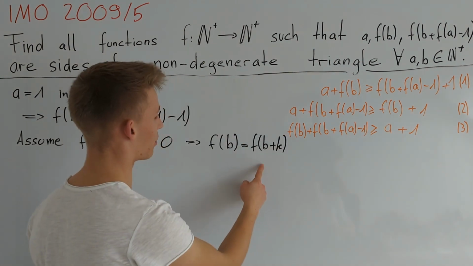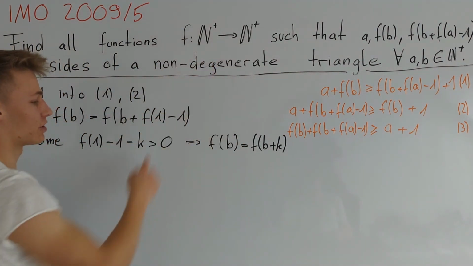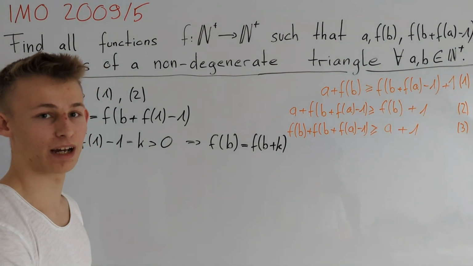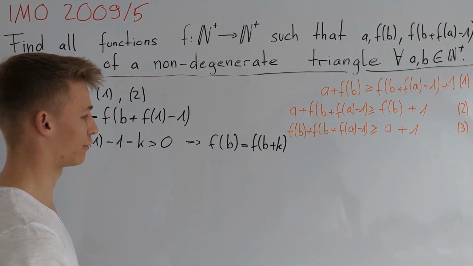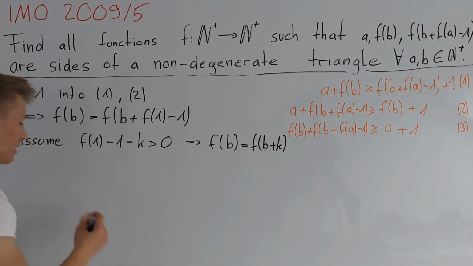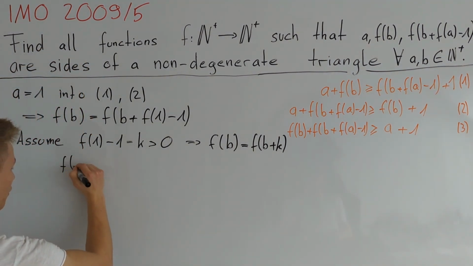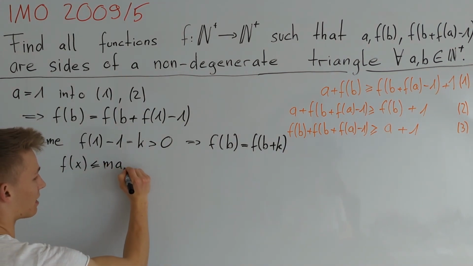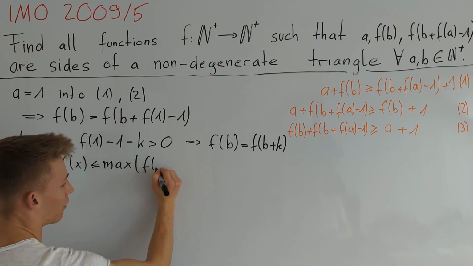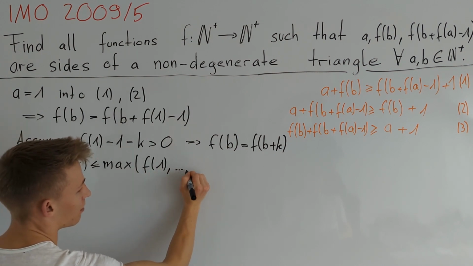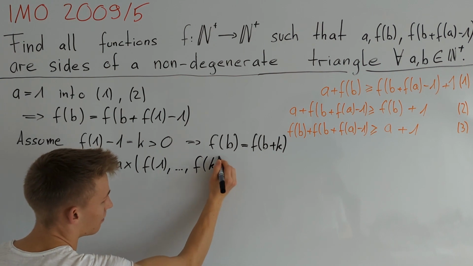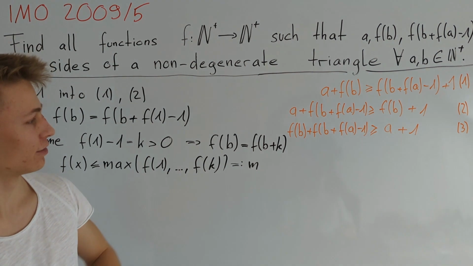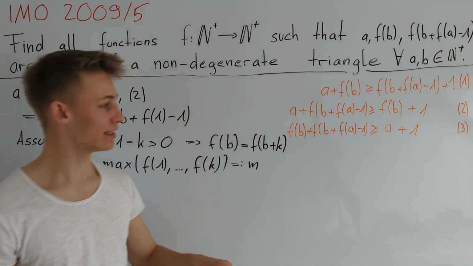Now we see that from this equation and the fact that we work in the positive integers, the function only can take the values from f of 1 up to f of k. Therefore, we know that the function is bounded, and we can write that f of x is less than or equal to the maximum of f of 1 up to f of k. Let's call this m.